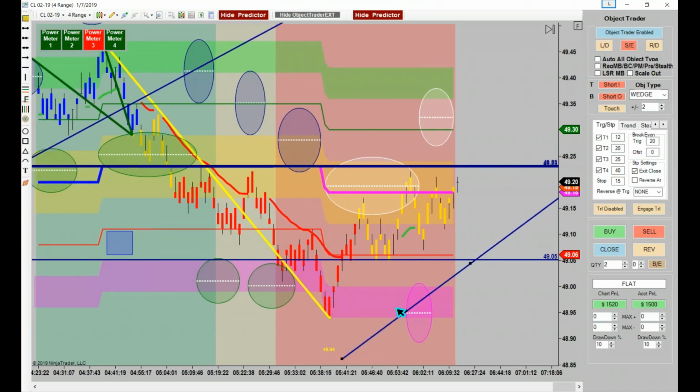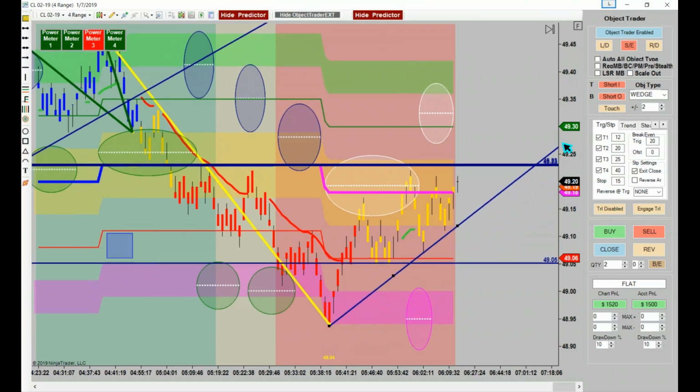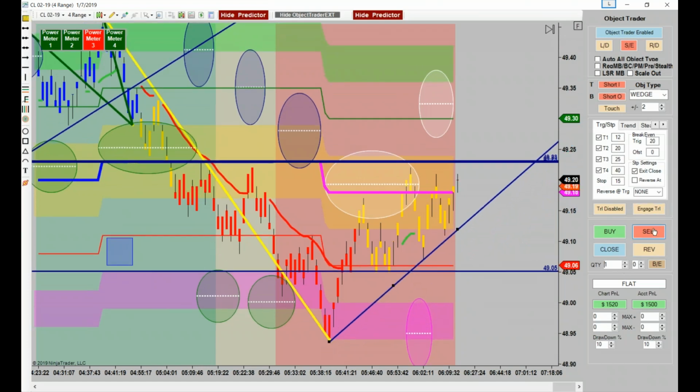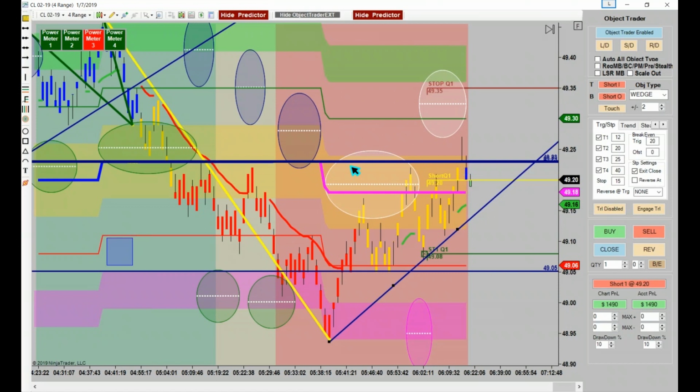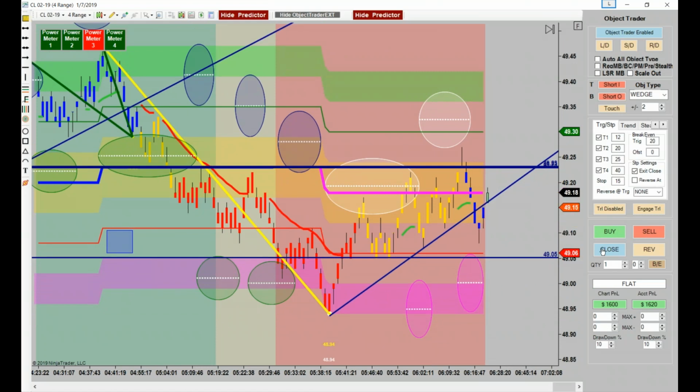Now, if it tags my wedge, if it tags that line up there, I'm going to short it anyway if the bar closes down. So I'll short one if it tags my swing, my secondary swing, and closes the bar down. It did. See it? Tried to take the stinking thing out, didn't it? And we just got flat.